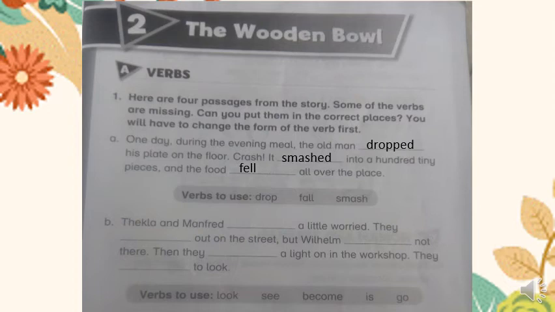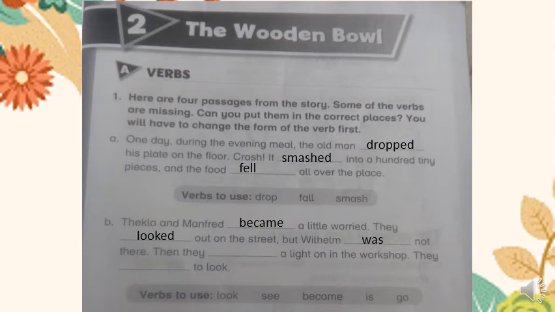So Tekla and Manfred became a little worried. The second form of become is became. They looked out on the street. Now, but Wilhelm dash not there. But Wilhelm is not there? No. Is used in present tense. So what's the verb that is used in past tense? Was. So Wilhelm was not there.